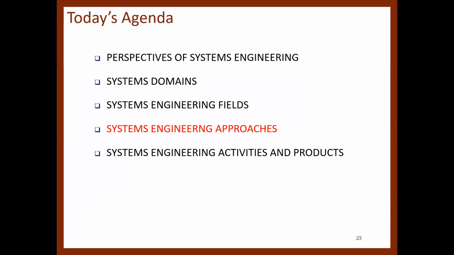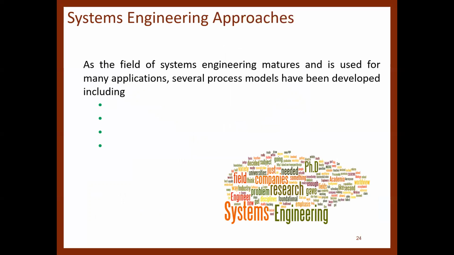So now let's talk about systems engineering approaches. As the field of systems engineering matures and is used for many applications, several process models have been developed, including the linear, the V model, the spiral model, and the waterfall models. So now I'm going to describe these different process models and their application to systems engineering.